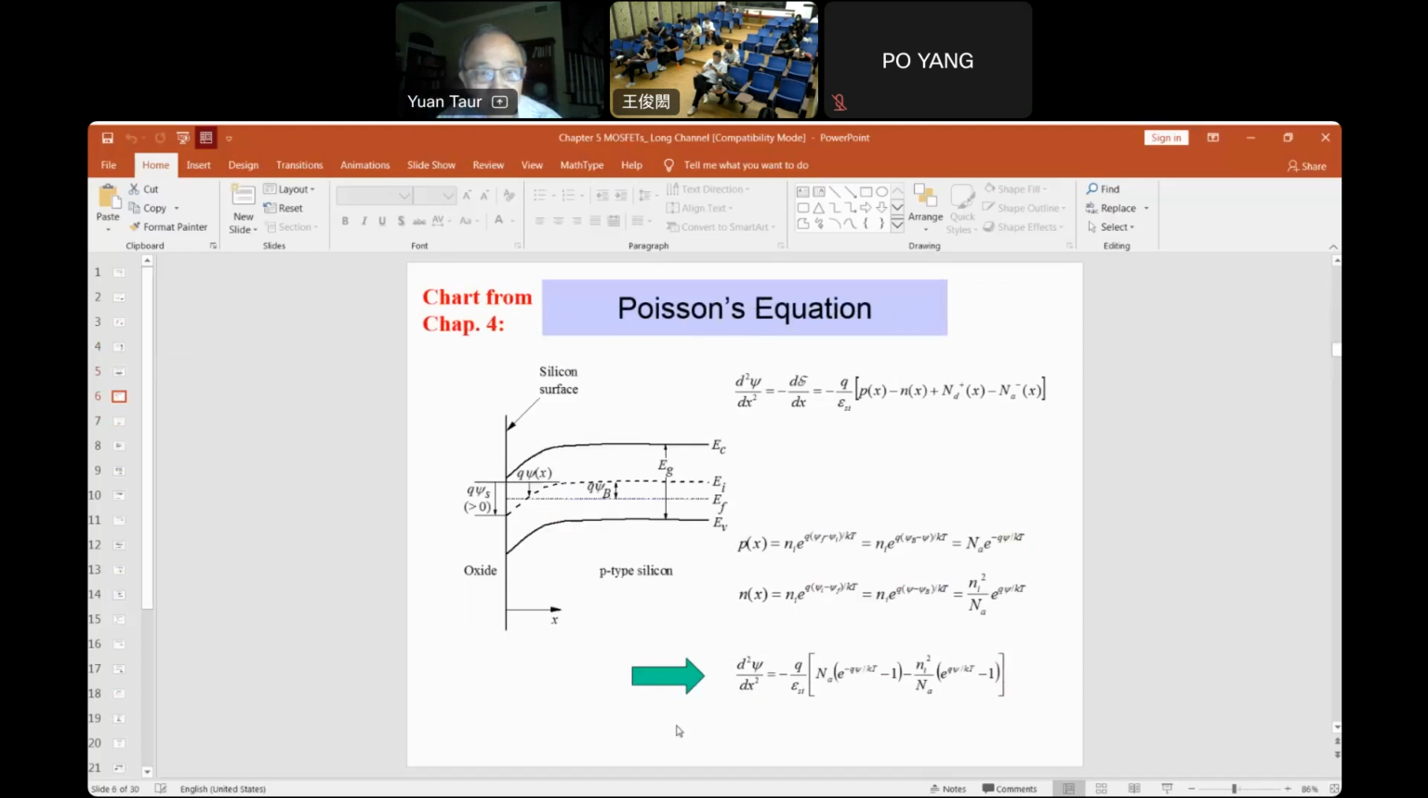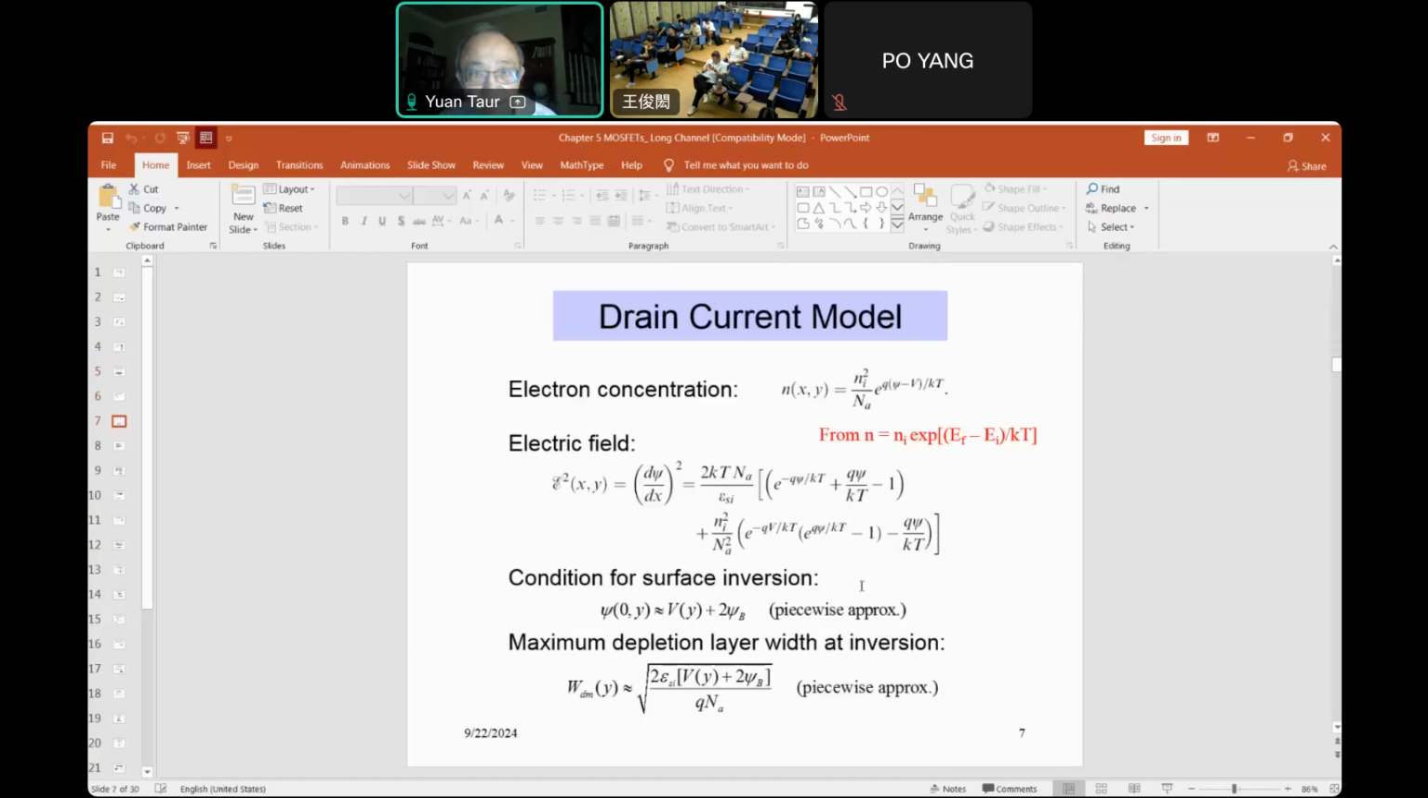Just a reminder that we solved this in chapter 4, which of course is 1D, but according to the gradual channel approximation, we ignore the second derivative of potential in the y direction. So this equation is still valid under the gradual channel approximation, and everything discussed in chapter 4 can be applied. The key result that we want is here.